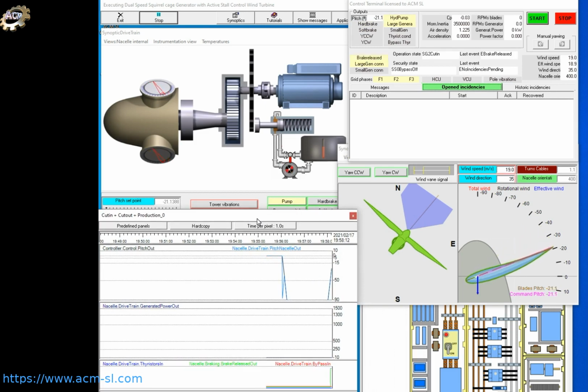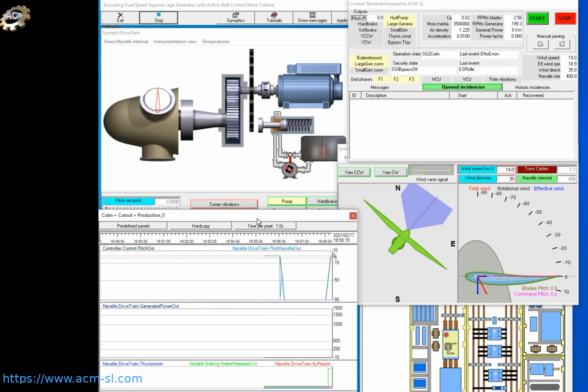For example, very high wind speeds, or situations with failures in the wind turbine subsystems, such as failures in the pitch mechanism, or the hydraulic subsystem, or the yawing subsystem, etc. The ACM SL wind farm simulator is based on this approach.